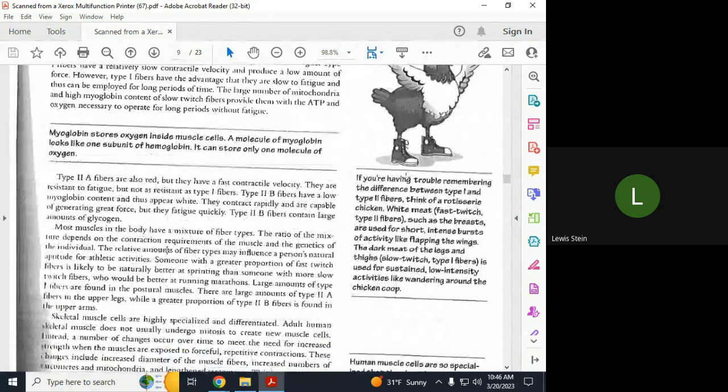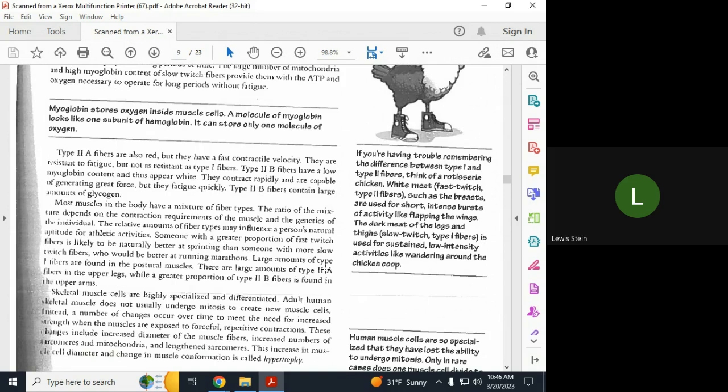Most muscles have a mixture. The ratio depends on the contraction requirements of the muscle, and it's genetically based as well. A lot of things you can change, improve, and convert, but whatever your makeup is, that's your makeup. So with natural aptitude, fast twitch fibers are likely naturally better at sprinting than someone with slow twitch, who would be better at marathons. Type 1 are postural muscles. Type 2As are acceleration muscles, upper arms, upper legs. Type 2B, upper arms.